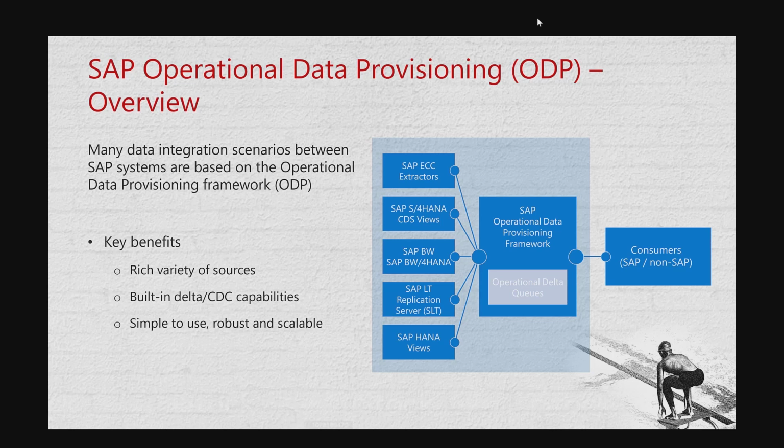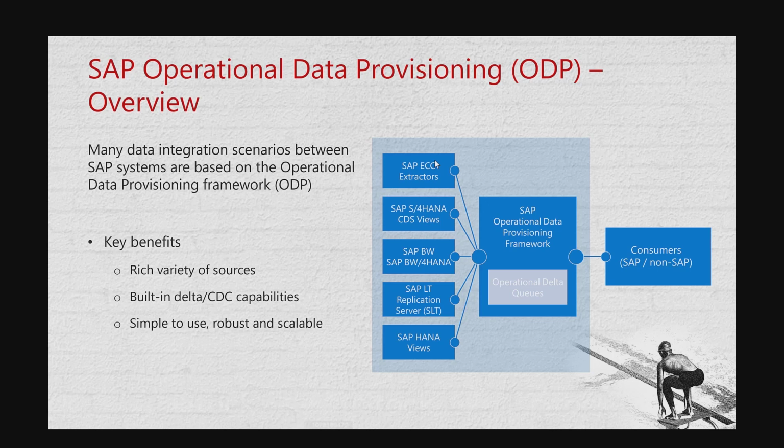What are the key benefits of this, and why did we opt for implementing a connector which can talk to this ODP framework as well on the ADF and Synapse side? Well, first of all, you see this rich variety of sources here. So basically, all the SAP ECC extractors, which have been around for many, many years and basically been built by SAP to provide meaningful and consumable data out of ECC systems, for example, to BW, but also other consumers, they can be consumed and they are available with this connector now to us.